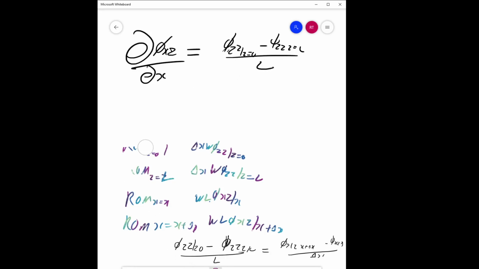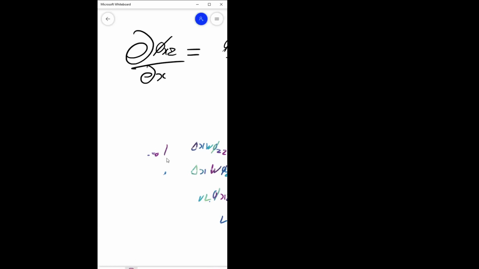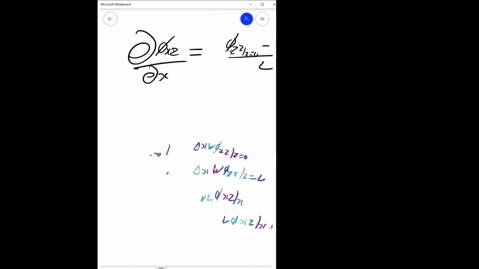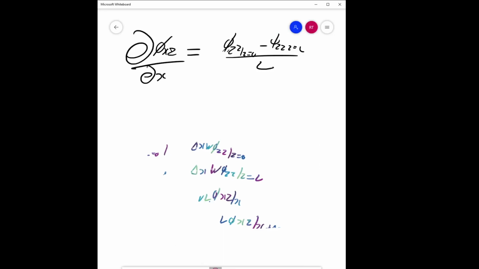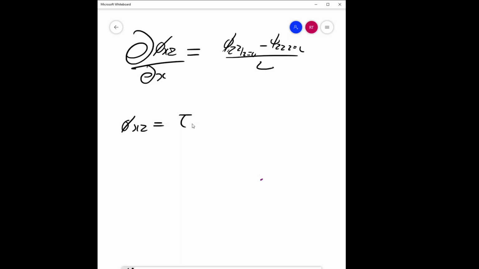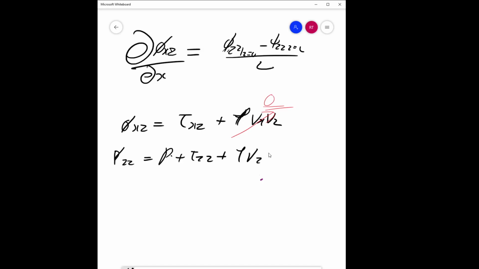Now here what we do know is that phi xz, which is a combined momentum flux, is tau xz plus rho vx vz. Now vx is equal to 0, so this term can be neglected. And similarly, we have phi zz, where the pressure term comes into play: pressure plus tau zz plus rho vz vz.